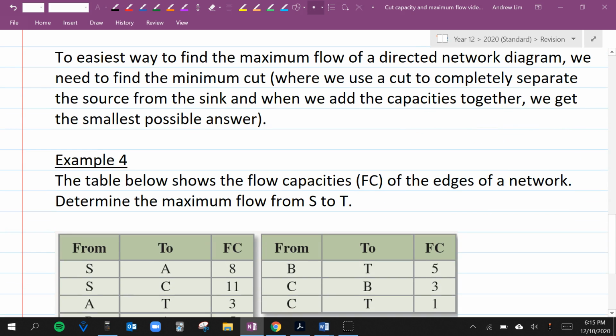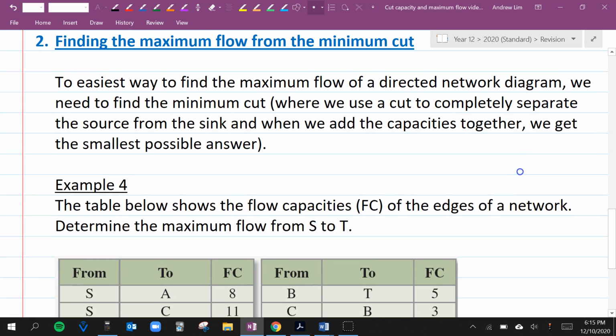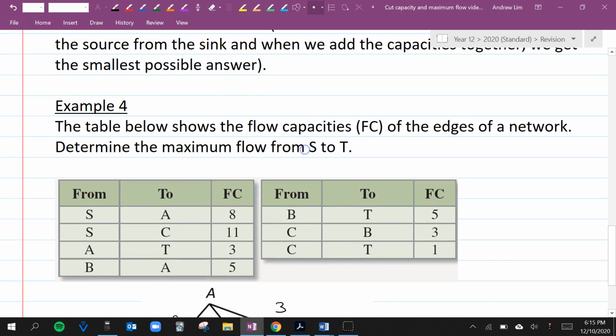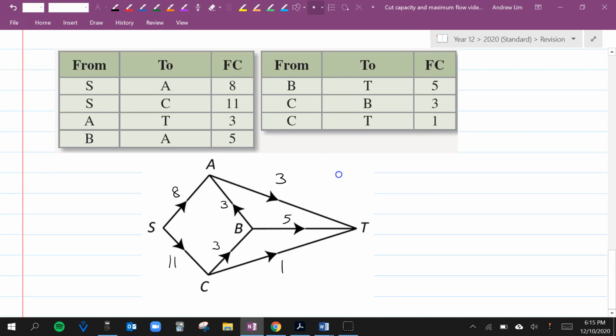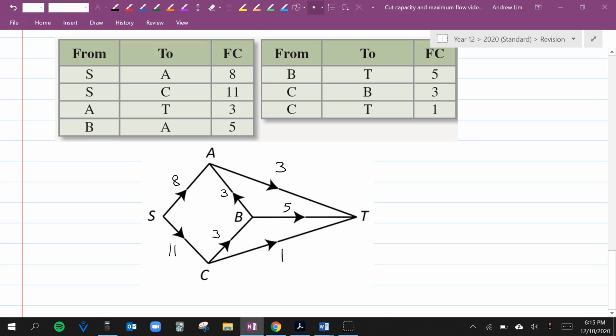So, like I said, the easiest way to find the maximum flow of a directed network diagram is to find the minimum cut. So, the table below shows the flow capacities of the edges of a network. Determine the maximum flow from S to T. I've already drawn a diagram here for you.